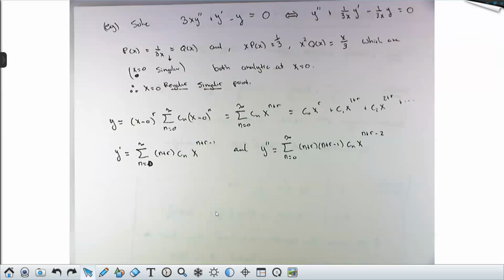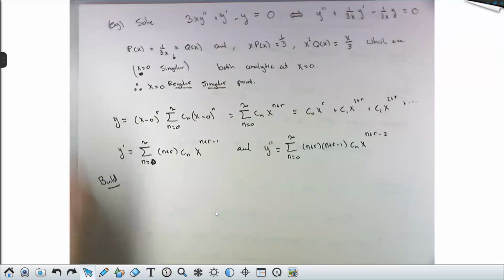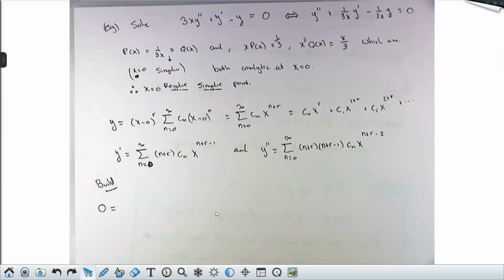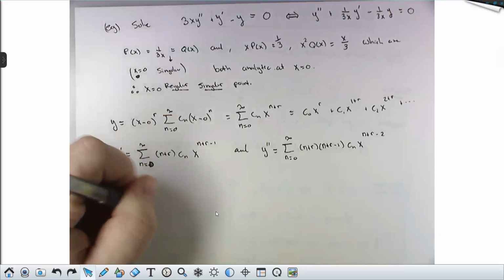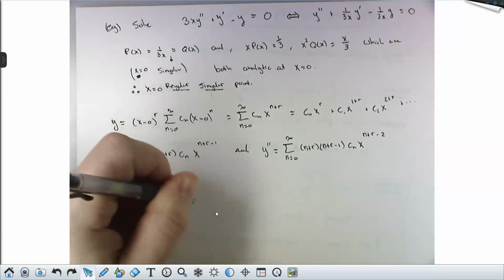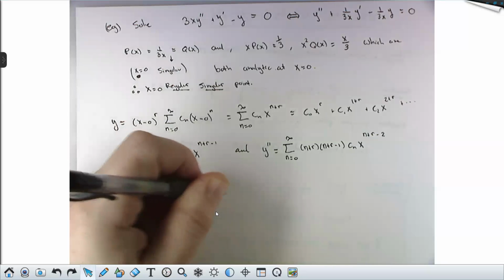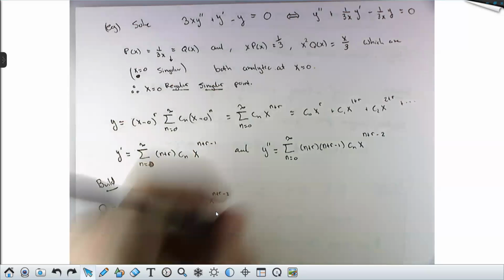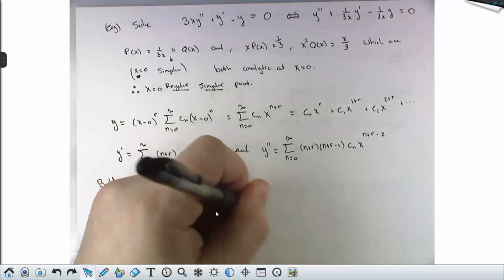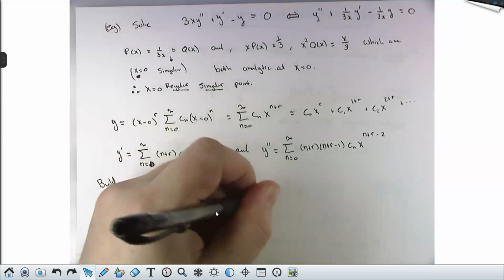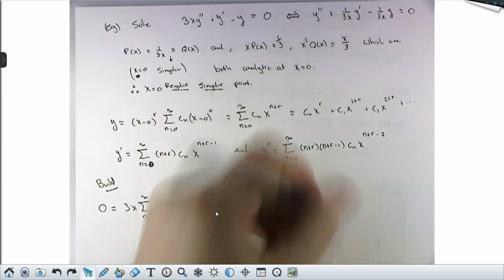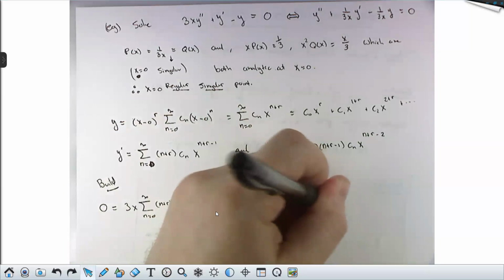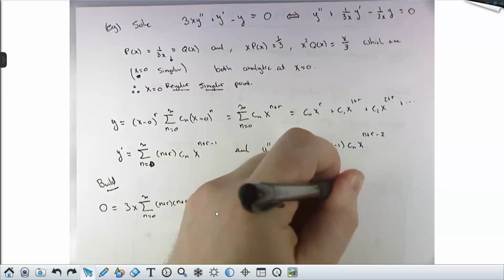So let's do it. I'm going to build, and I get 0 is equal to 3x times y double prime: 3x times sigma n from 0 to infinity, n plus r, n plus r minus 1, cn x to the n plus r minus 2, plus y prime, which is plus sigma n from 0 to infinity, n plus r, cn x to the n plus r minus 1, minus 1 copy of y, minus sigma n from 0 to infinity, cn x to the n plus r.